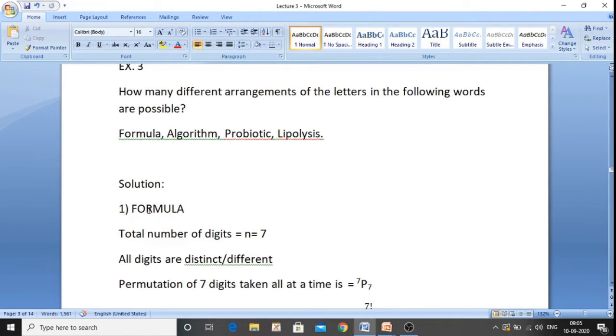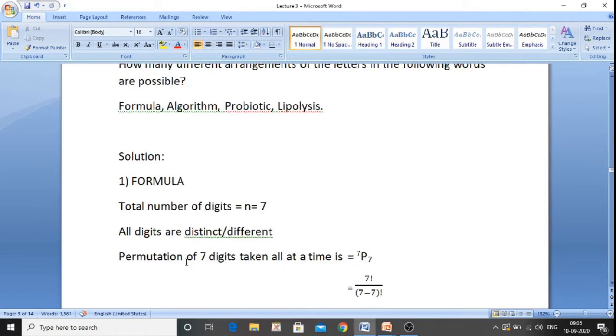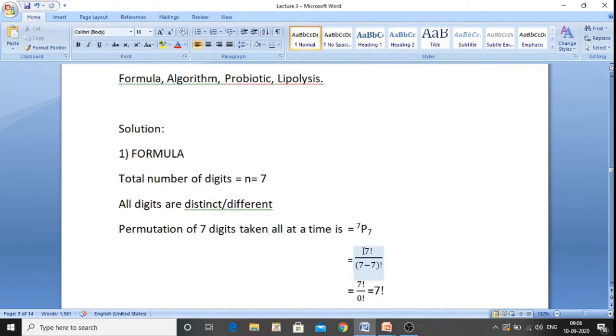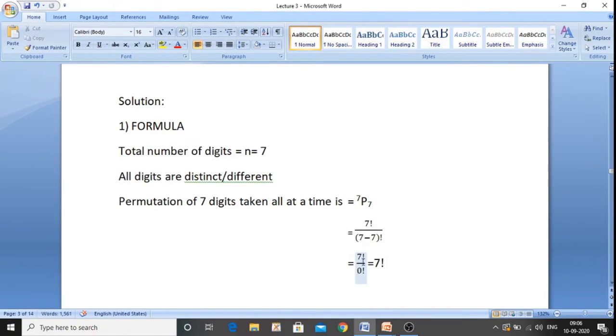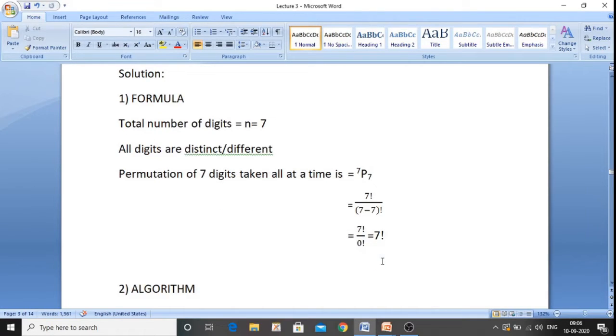Now see here, all of these letters are different or distinct. So either you can use the formula, that is n factorial upon n1 factorial, n2 factorial and so on, or in the first case we can consider the permutation of 7 letters taken all at a time, and that is nothing but nPr, that is 7P7, and the formula is n factorial upon n minus r factorial. So 7 factorial upon 7 minus 7, that is 0 factorial, but 0 factorial is 1. So the answer is 7 factorial.